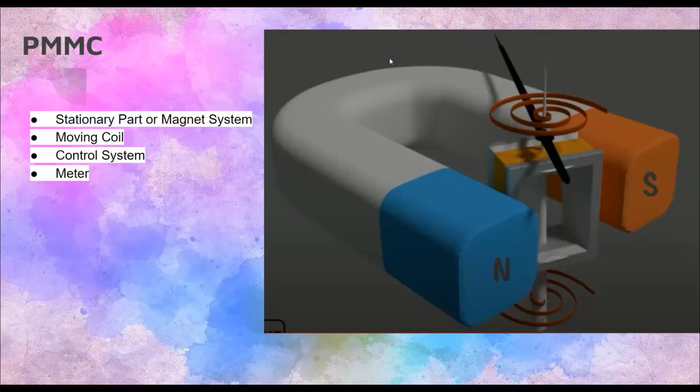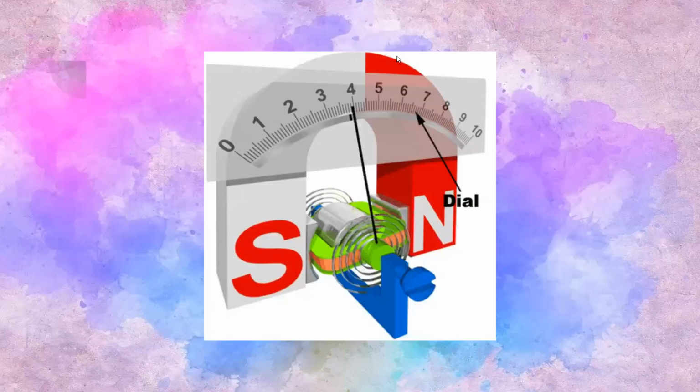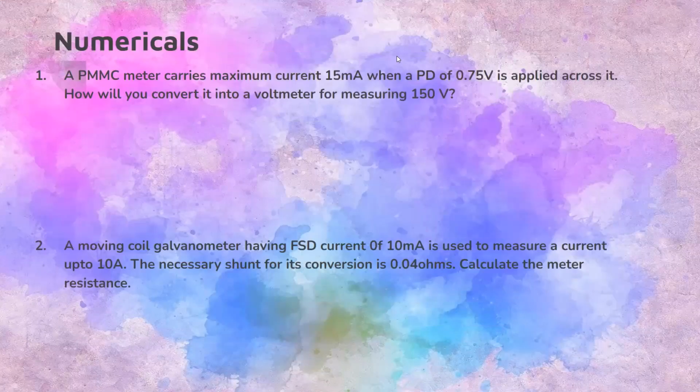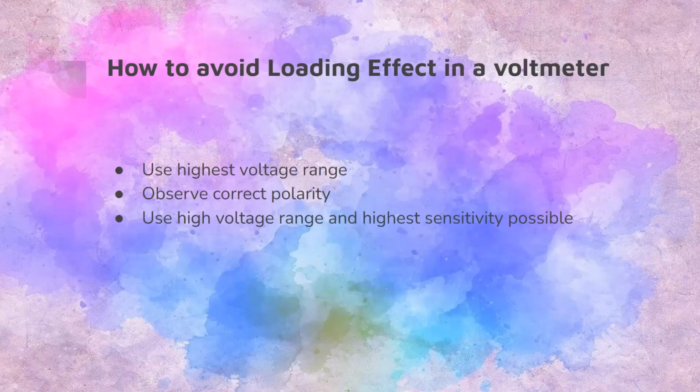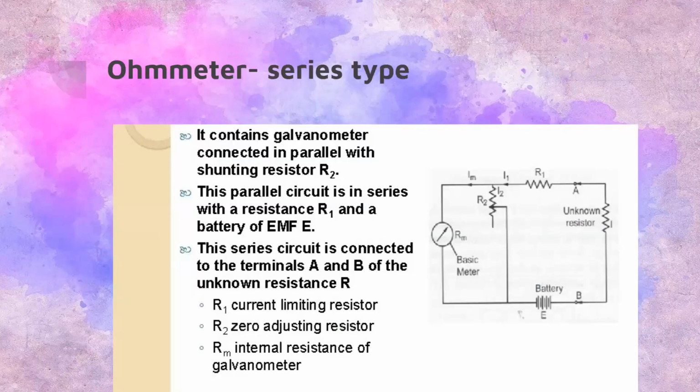Today we are going to do the last part, that is how it can be designed as an ohmmeter. So there are two types in which an ohmmeter can be created using the permanent magnet moving coil. I will not be saying permanent magnet moving coil every time. It is PMMC. There are two types: one, series type ohmmeter, and the second one is shunt type ohmmeter.